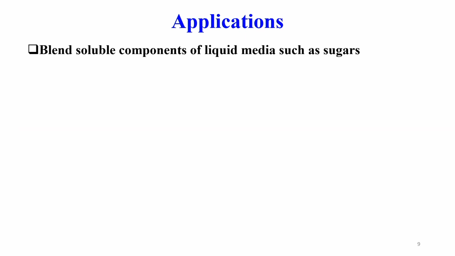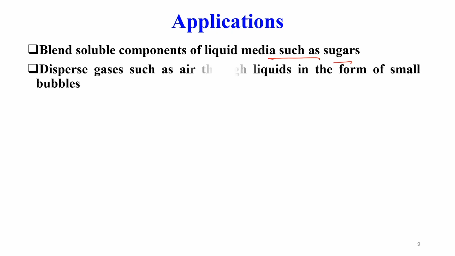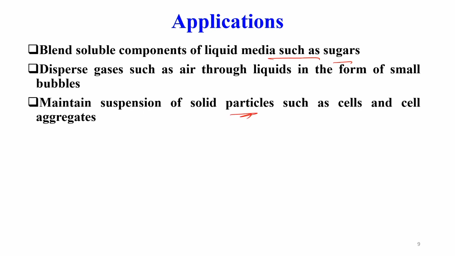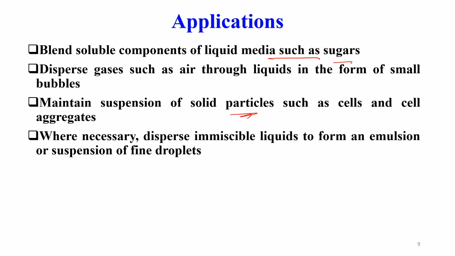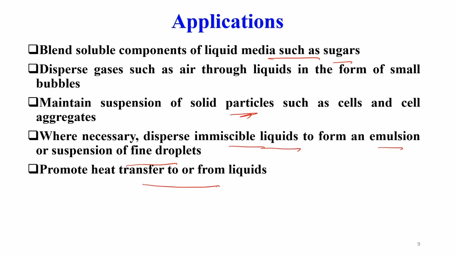The applications we can quickly summarize now. To blend the soluble components of liquid media such as carbon source, disperse gases through the liquid in the form of small bubbles, maintain the suspension of solid particles such as cells and cell aggregates, and wherever necessary disperse immiscible liquids to form emulsion or suspension of fine droplets. And in addition to mass transfer, promote heat transfer to and from the liquid medium.